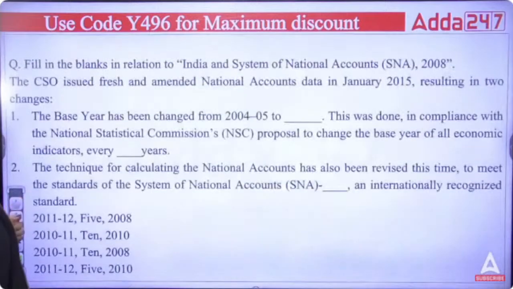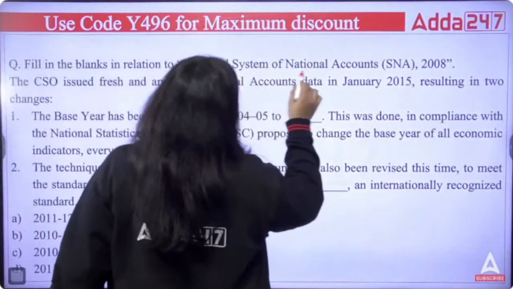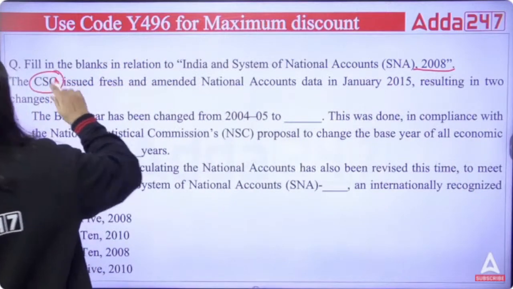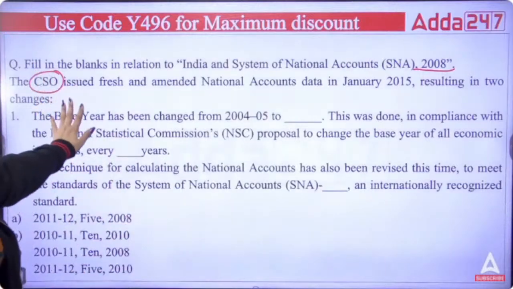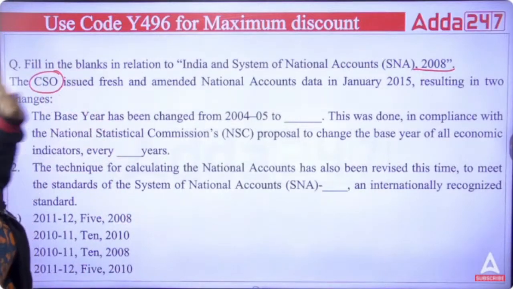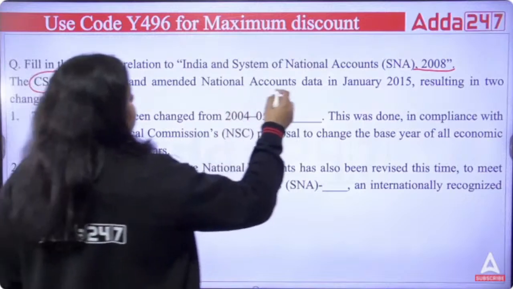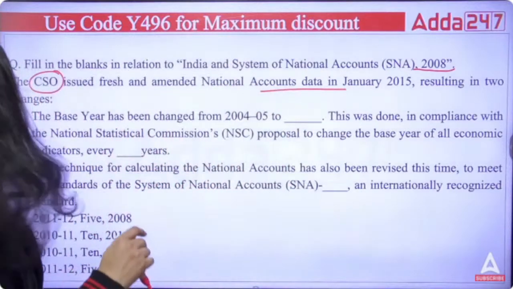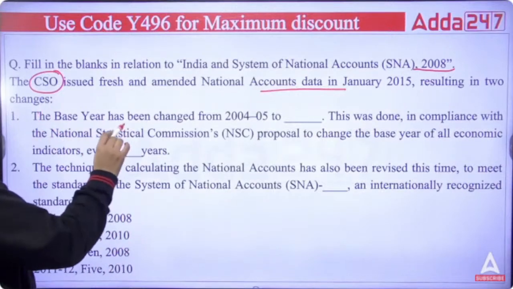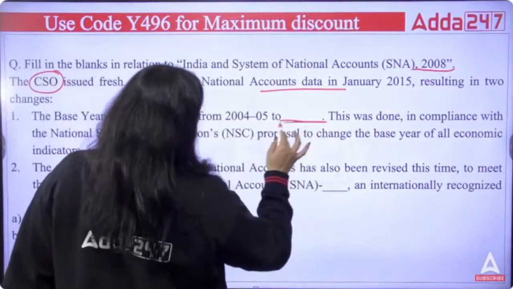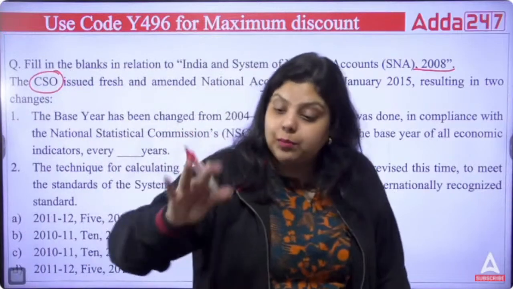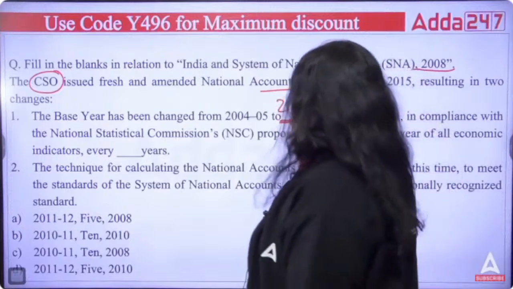Okay, next question. Next we have a fill in the blanks relating to India and the System of National Accounts 2008. So the CSO, Central Statistical Office, that used to be there, is not working anymore because it has been merged with NSO, and it issued fresh and amended national accounts data in January 2015, resulting in two changes. What are those two changes? First is that the base year has been changed from 2004-05 to dash. So the base year means the reference year, and this reference year has actually been changed to 2011-12.